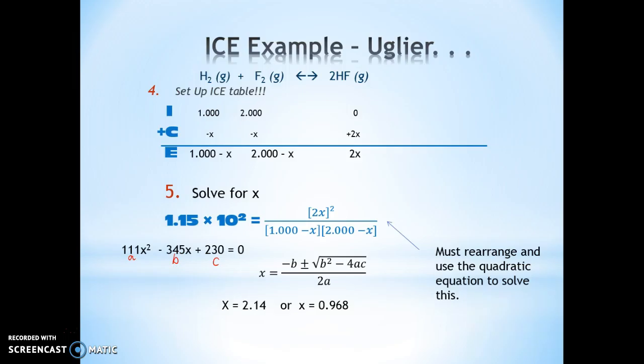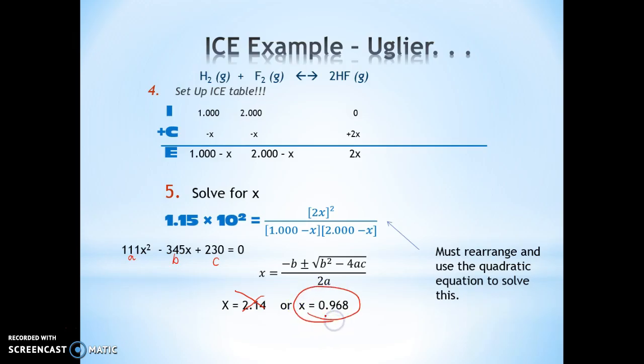Now, this is the issue. One of them cannot make sense. You can't have two answers here. So which one cannot make sense? Well, let me tell you. 2.14 cannot make sense. Why? Because you're only given 1 and 2 concentrations of H2 and F2. You cannot get rid of more than you have. So this one cannot make sense.